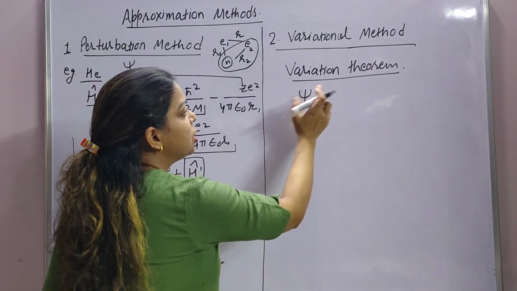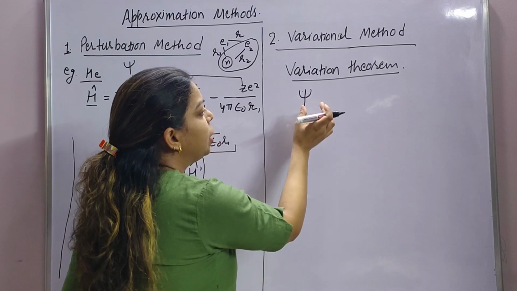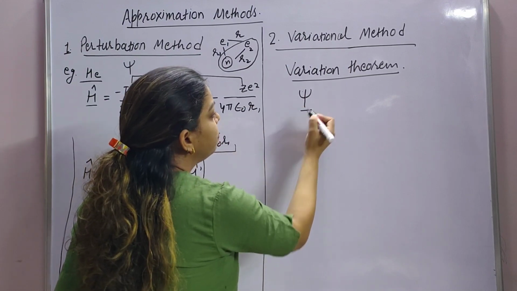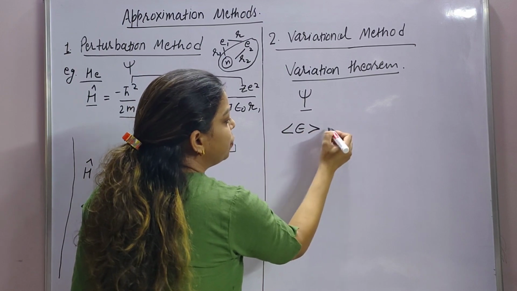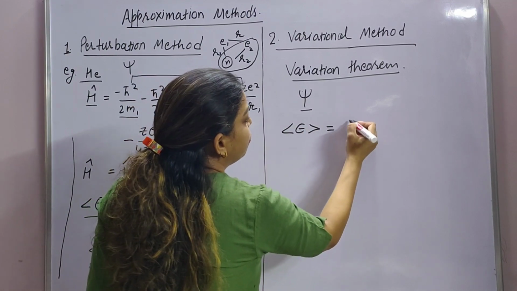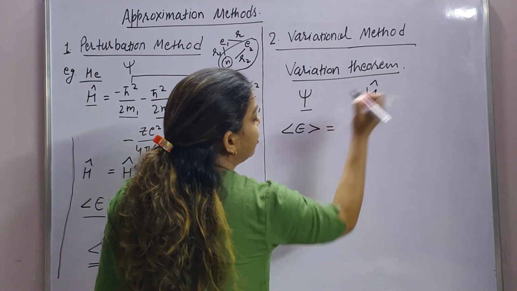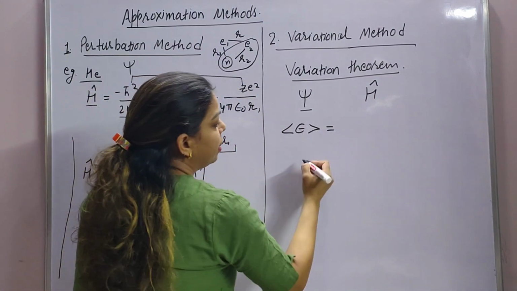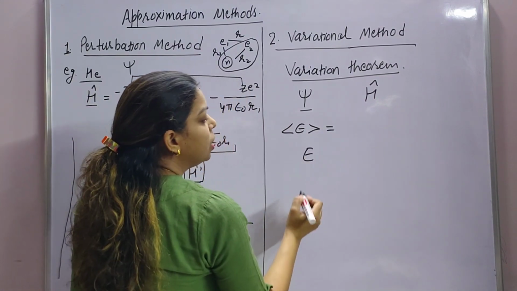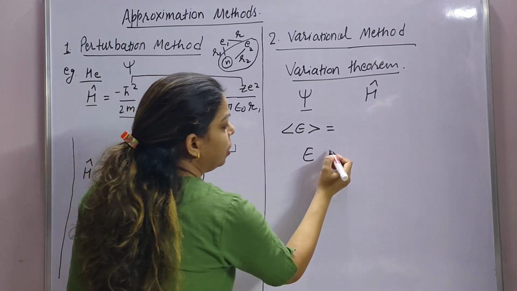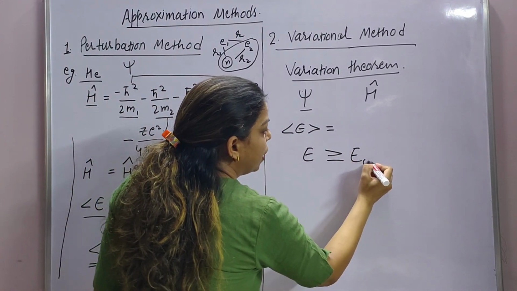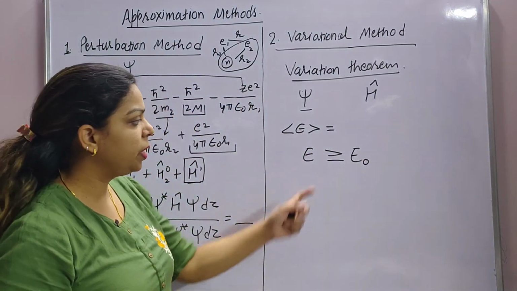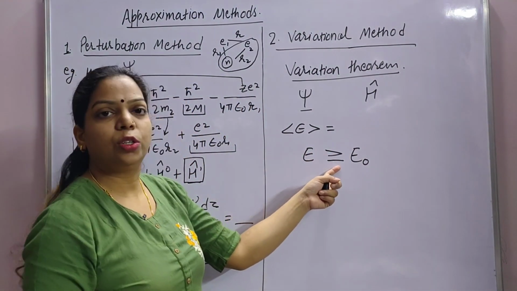So the theorem says if this is a well behaved function we have taken, and we calculate the expectation value of energy using this function for the corresponding Hamiltonian operator of the system, we will get an average energy value, and that average energy value will be greater than or equal to the actual value for the system. So it will be either greater than or equal to.